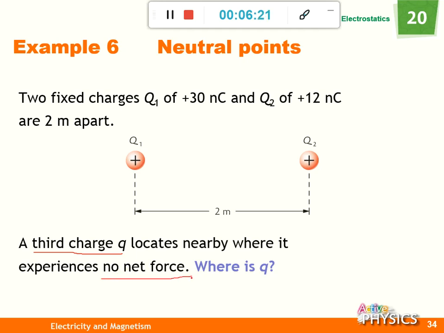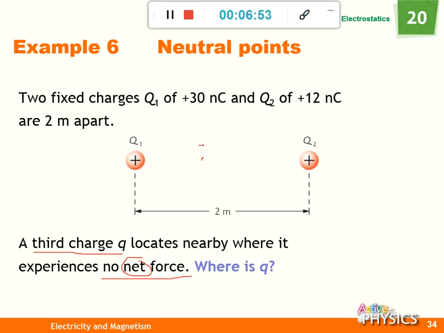This one is mechanics. No net force means that no force acting on it, maybe. But usually, net force means the total forces. On the other hand, if there's no net force, maybe one force on the left hand side, one force on the right hand side. They are equal. Add them together will be 0. I think this example will be this case. I put the charge here. This one may be a positive charge or a negative charge. Maybe, okay?